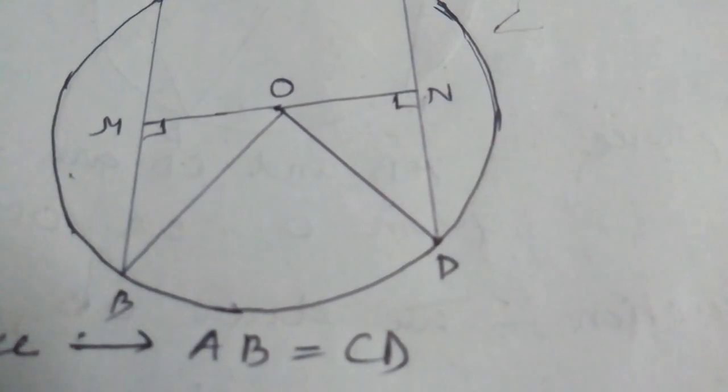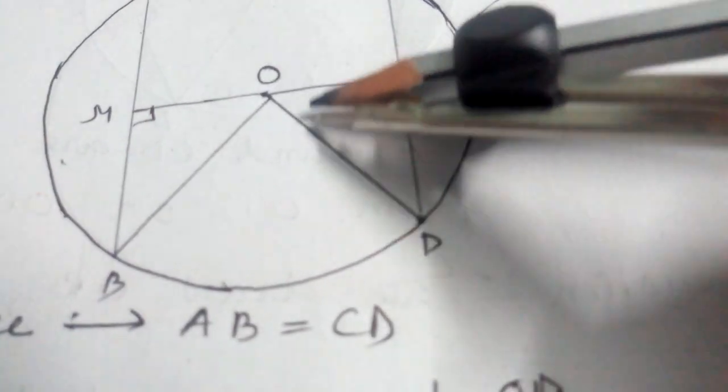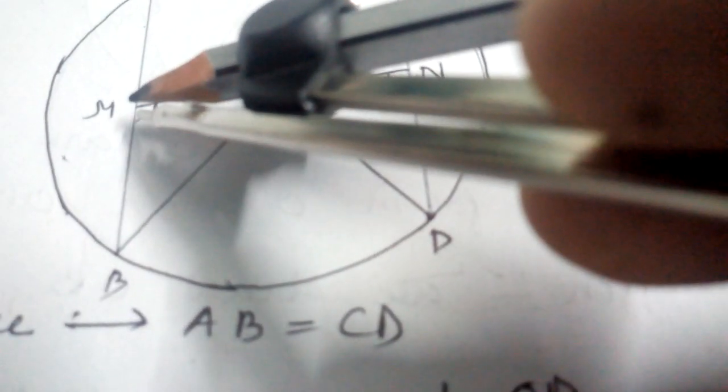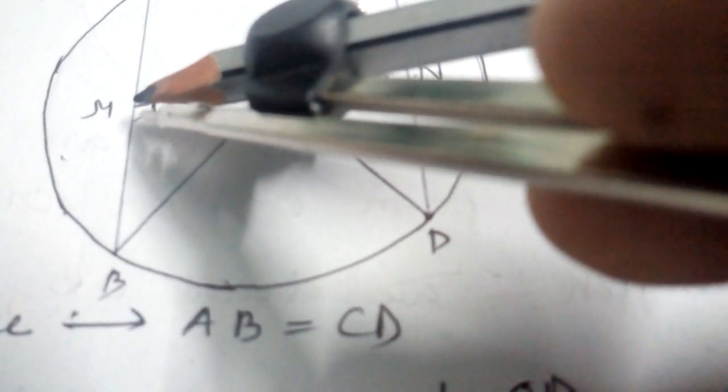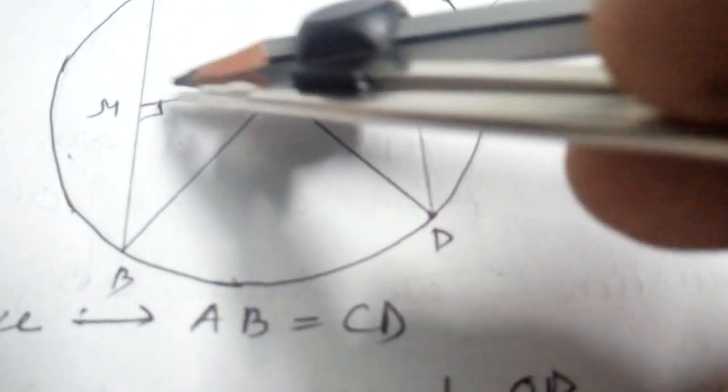By RHS: right angle M is equal to N, hypotenuse OB is equal to OD, and one side OM is equal to ON. So, by RHS, these two triangles are congruent. Therefore, by CPCT, what is the full form of CPCT? Corresponding parts of congruent triangles. MB is equal to ND.